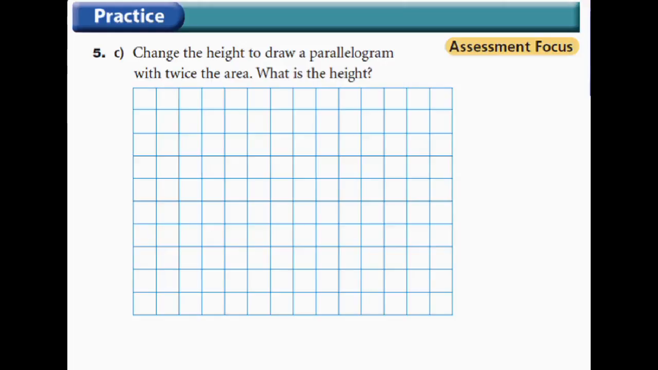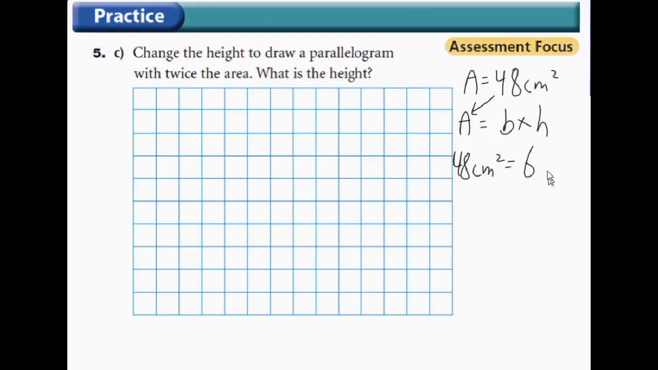Change the height to draw a parallelogram with twice the area. What is the height? So they're saying that they want the area again to be 48 centimeters squared, which is double. And we know area equals base times height. I'm going to now move the area to the left side here because area does equal 48 centimeters squared.